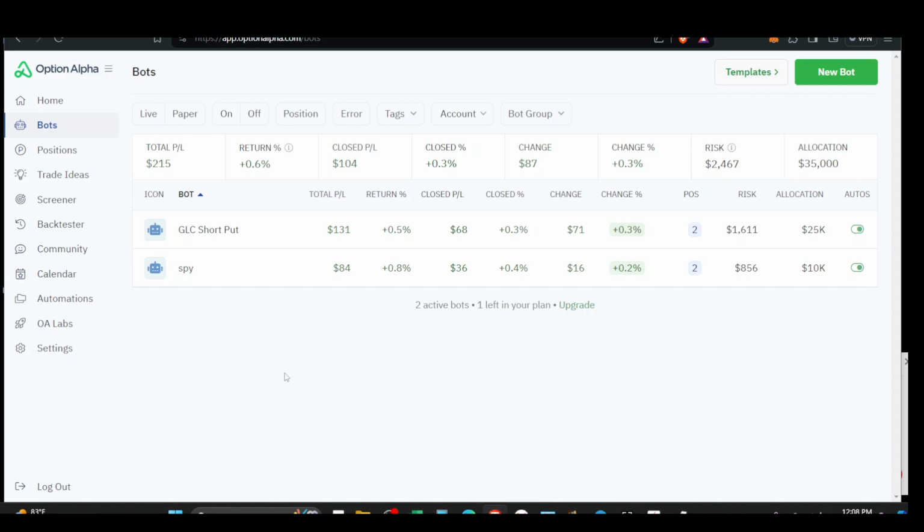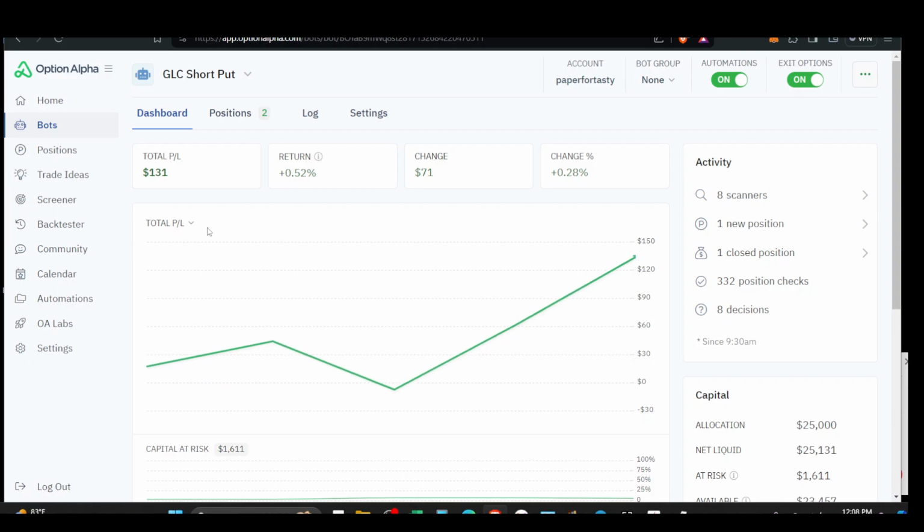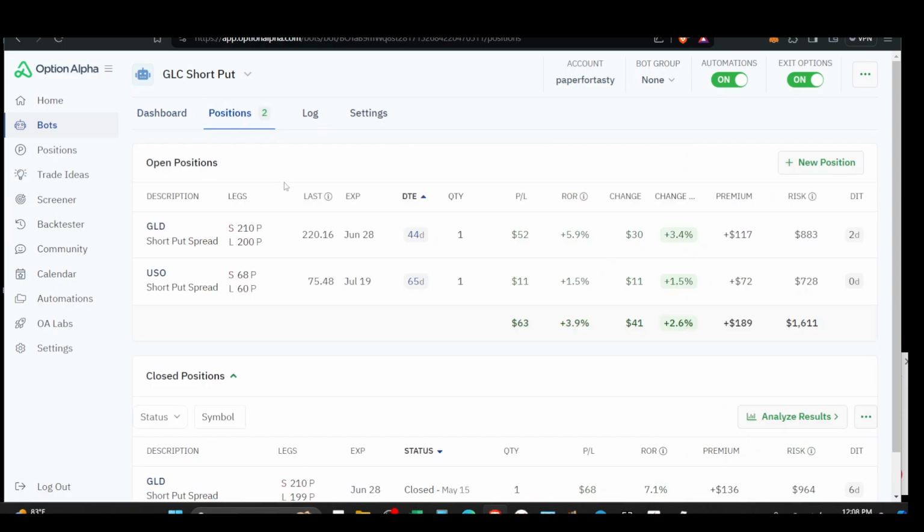Hi everyone. So this is how I trade with bots on Option Alpha. It is amazing. I never used this before, but for example, here you go to Option Alpha, click on bots, and then here this is my first one where I have two positions. So I have a short put spread and a short put spread. So I have like two contracts.